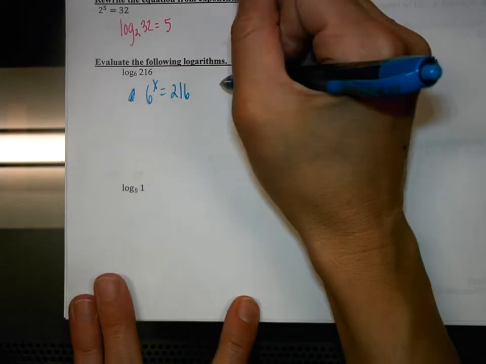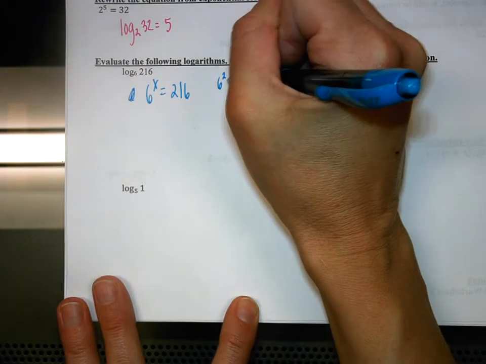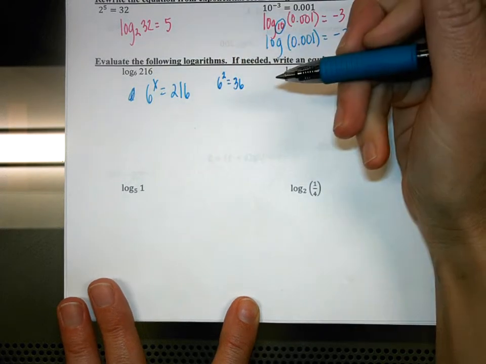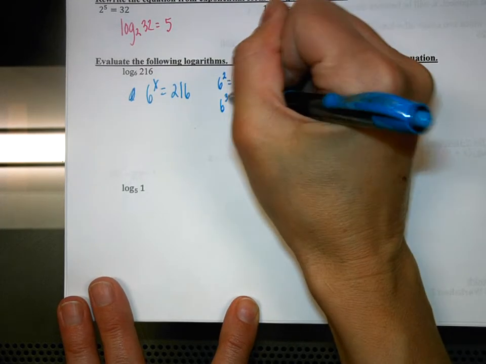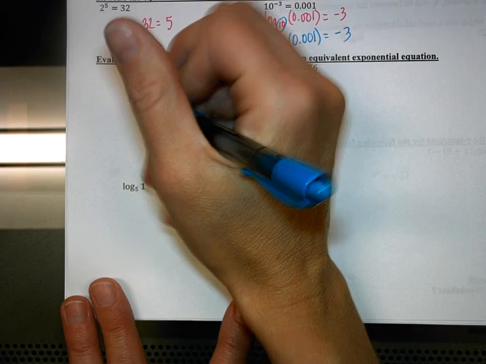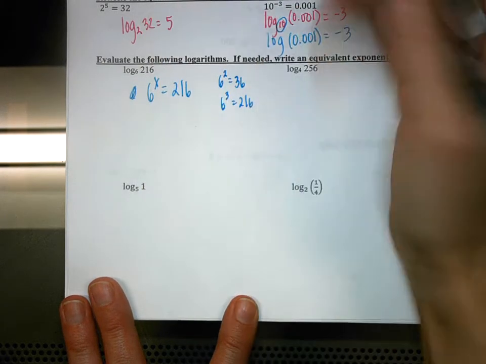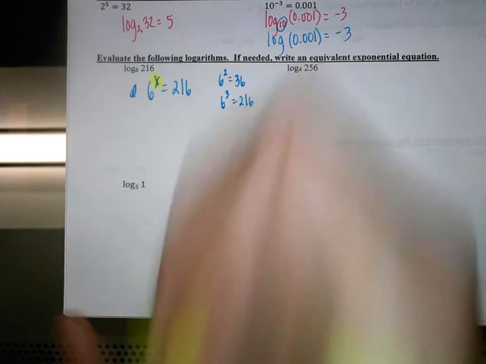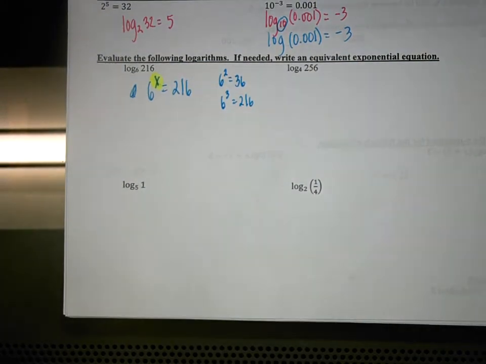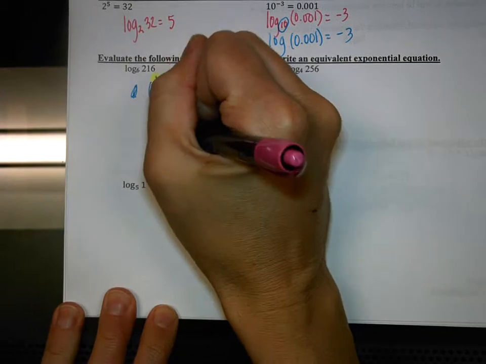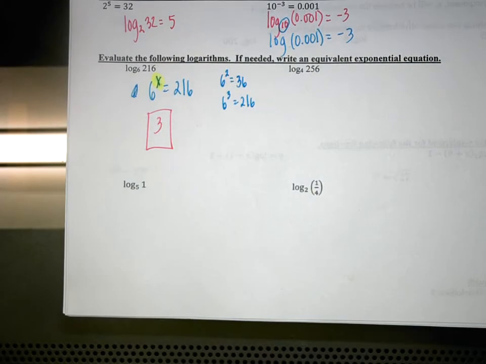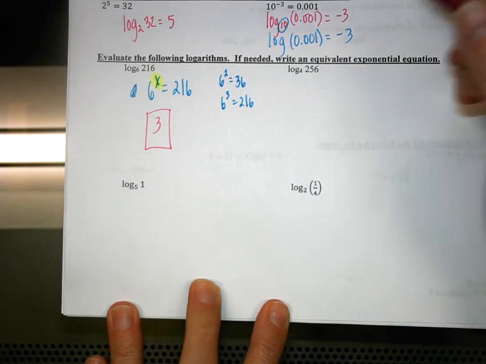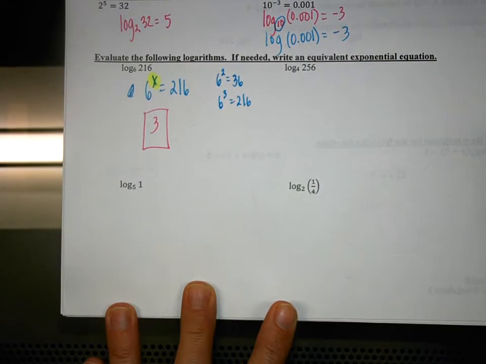And so you can even kind of go in your head, but 6 to the second power is 36. And if you multiply by another 6, yep, it's 216. So therefore, what is my answer? 3. Okay, because we're trying to find what the power is, correct? And so we know the power to make this a true statement is 3. And so this answer is 3. So you can write it just as 3. You could write it as x equals 3, but we know that log base 6 of 216, the answer is 3.